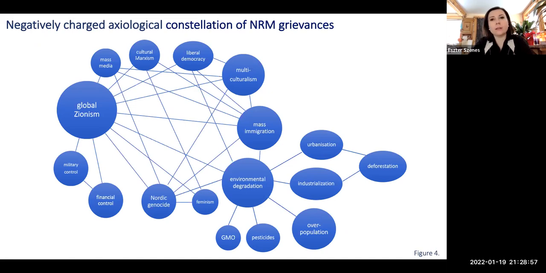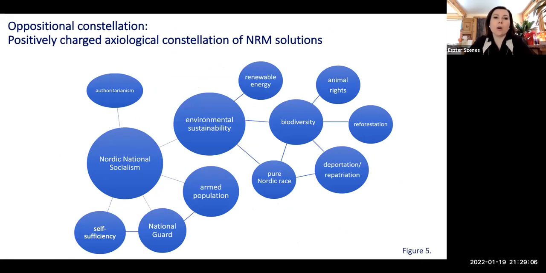And of course, as a response to their grievances, the Nordic resistance movement also suggests a whole bunch of solutions. When we think about clusters that are completely negatively charged, especially in longer texts, we might find oppositional clusters that are directly made as opposite. For example, in the Nordic resistance movement's manifesto, one of their grievances is liberal democracy. In the text, they oppose this to authoritarianism, or they complain about deforestation. So they construct a cluster here that's positively charged about reforestation, etc. So the negatively charged constellation of their grievances is opposed to their positively charged constellation of their solutions.